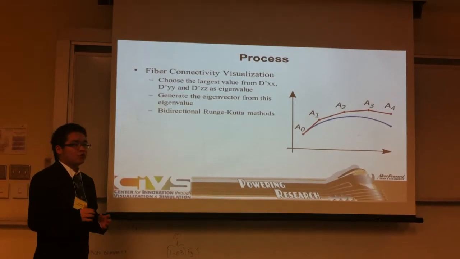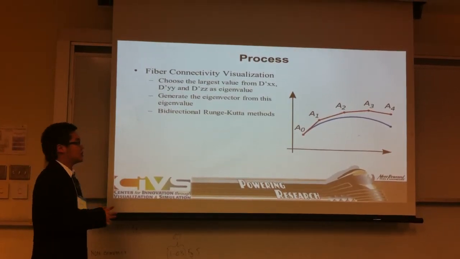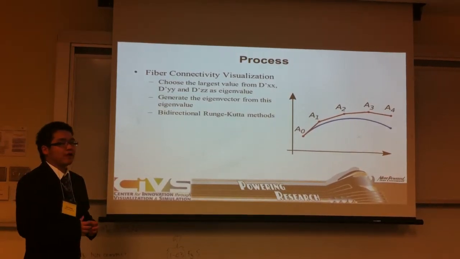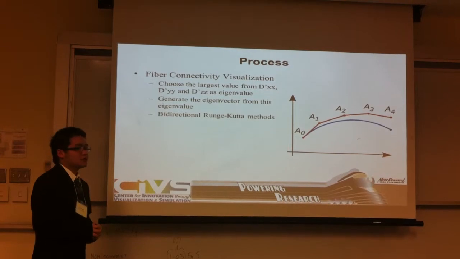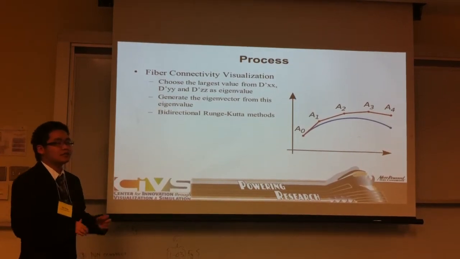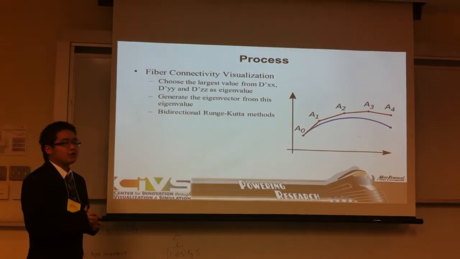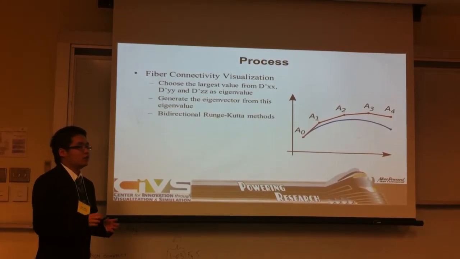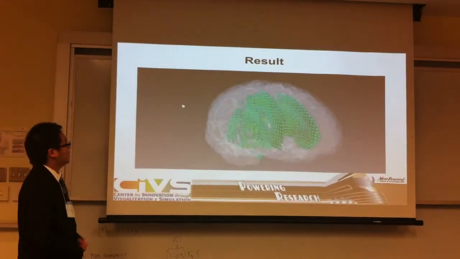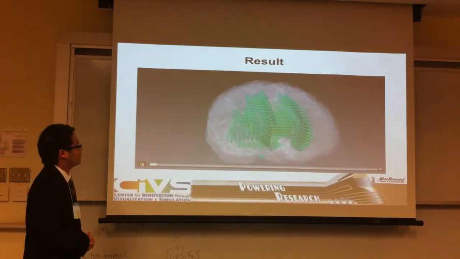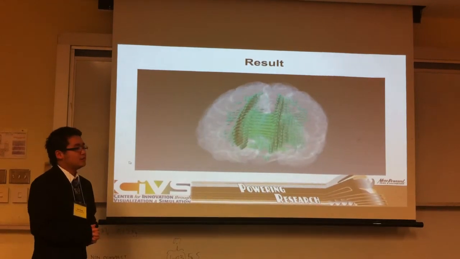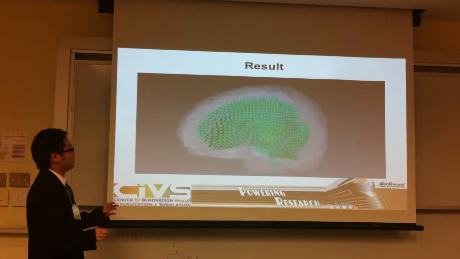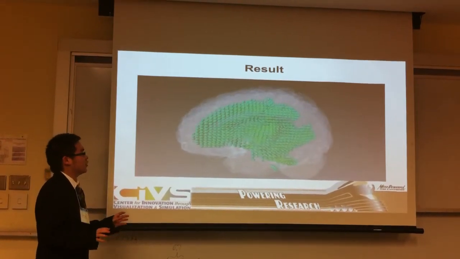However, in a fiber of the human brain, the direction is bidirectional, so we need to refine the original Runge-Kutta methods into bidirectional ones. That means we need to check every vector point one by one and change its direction into the opposite one if it is needed. And this is the result of fiber connectivity visualization. Every point has been indicated with its direction, and it is the whole fiber connectivity of the human brain.